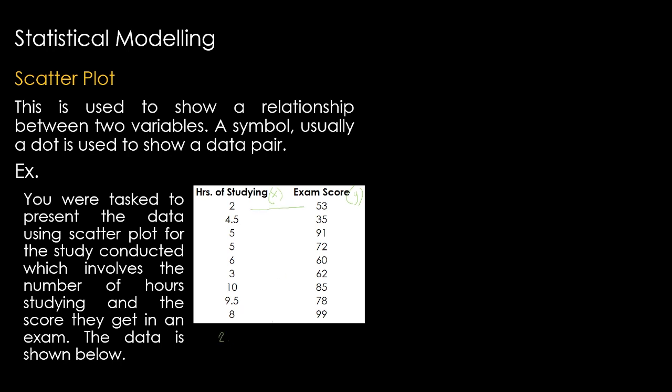Okay, diba? We have 2 and 53 for our X and our Y. Also, we have 4.5 and 35, and also 5 and 91. So the way we do this is we draw the Cartesian coordinate plane. We have the X-axis, being the number of hours studying, and our Y-axis is the exam score. For the first point, we have 2 and 53. When X is 2, Y is 53. That is somewhere here. Let's just say that this is 53. The next one, we have 4.5 and 35. So this is 3, this is 4, so 35 is somewhere here. Okay, and so on and so forth.